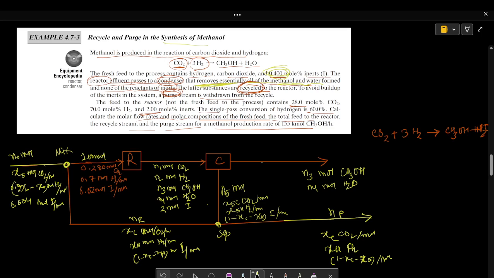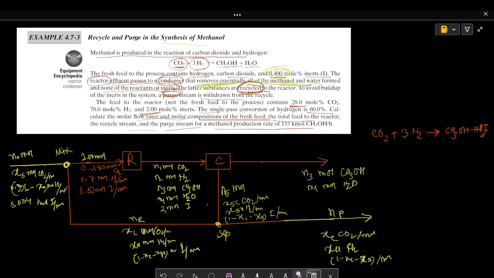So this is our main flow chart of this process. We see that this is a large process. First of all, there is a process feed into the process, and there is also a recycle stream combined with the feed to the process, and it is also fed to the reactor. And then the reactor product gets fed to the condenser, and the condenser removes all of the methanol and H2O from the process, and the other is recycled to the reactor.